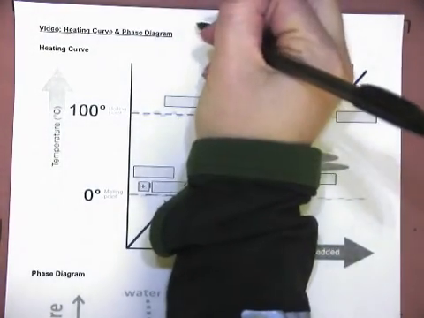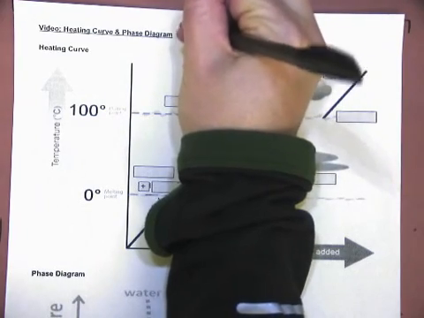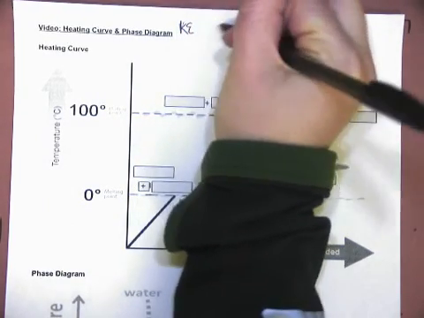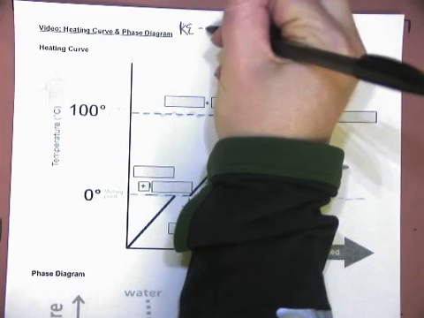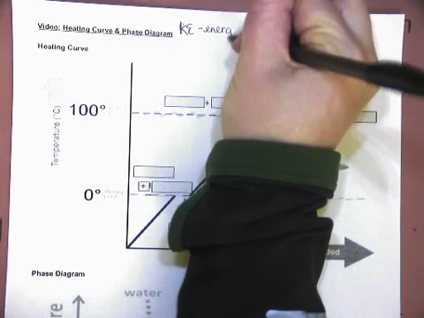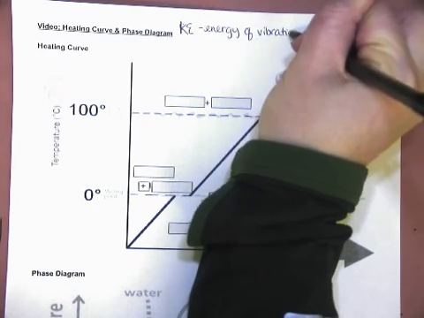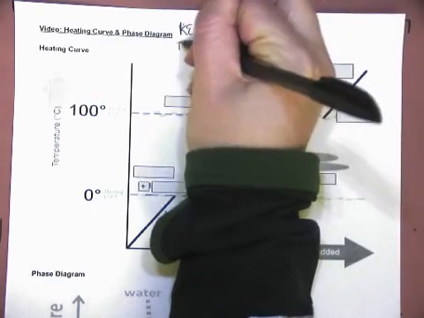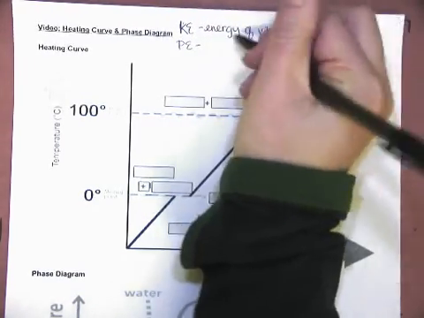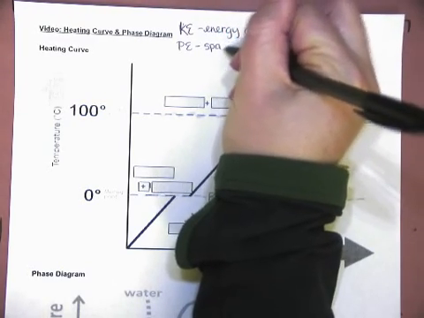So depending on the type of energy, we can have kinetic energy. And kinetic energy is the energy of vibrations or of movement. And then we can have potential energy, and that is going to be the space between the molecules.